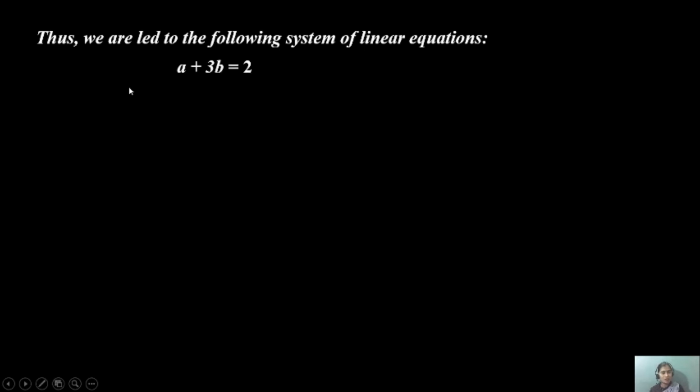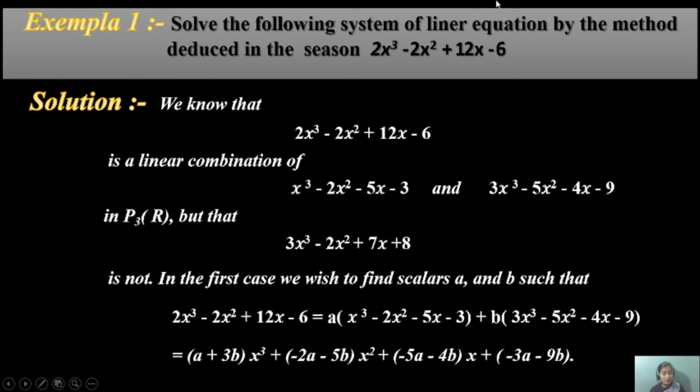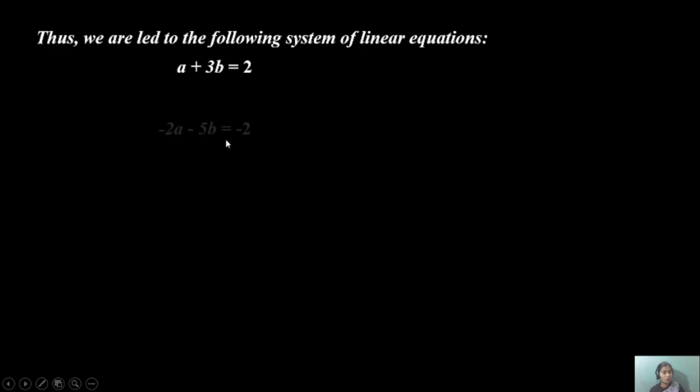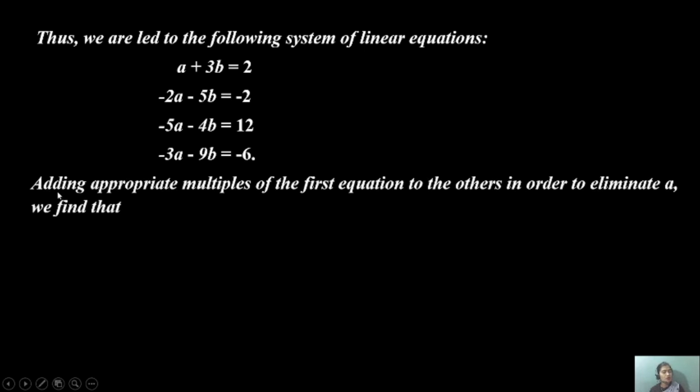Okay, after that this will lead to the following system of linear equations. First we combine the left hand side and right hand side to generate the values. The left hand side x cubed combined with the right hand side gives a plus 3b. Next is a minus 2a minus 5b, considered as 2. The third equation is minus 5a minus 4b equals 12, same as minus 3a minus 9b equals minus 6. Okay, these will be the equations.